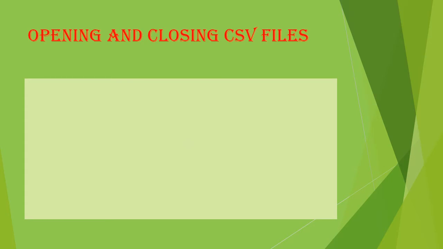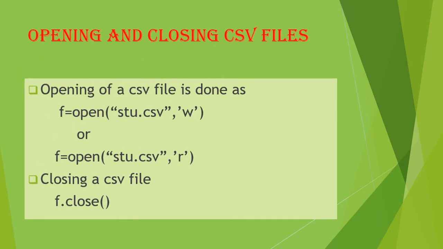Now, how to open and close a CSV file? It is done the same way as for a text file or a binary file. We use the file name and the access mode. The opening of a CSV file is done using the file object and the file name with the .csv extension. Note the difference: for a text file we have .txt, for a binary file we have .dat, and for a CSV file we have .csv.